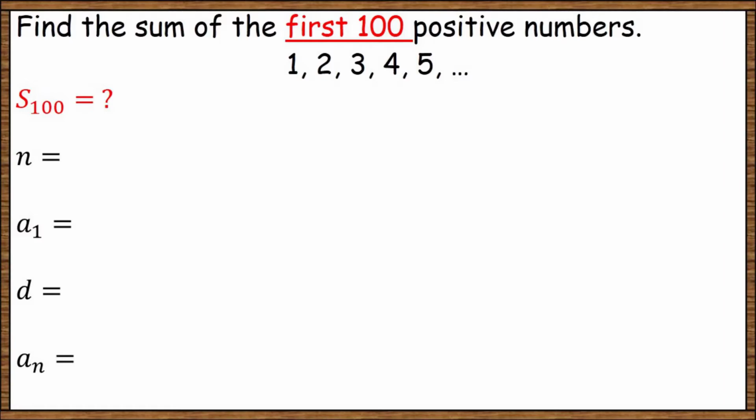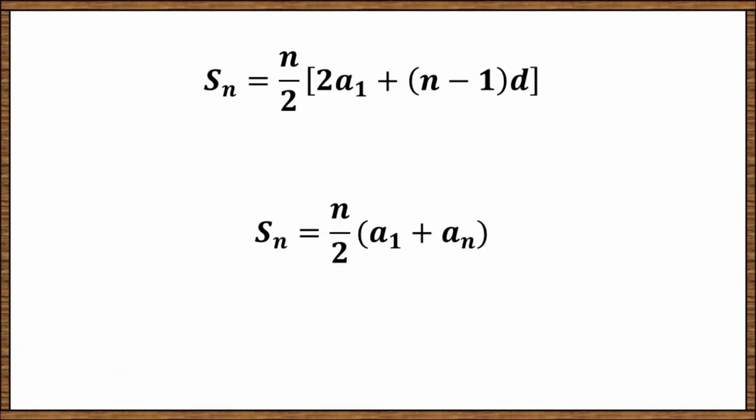Dahil ang hinahanap natin ay ang sum ng unang 100 terms ng positive numbers. Ang n natin ay 100. 1 naman ang ating first term. 1 din ang common difference. Samantalang ang nth term ay 100. Kung mapapansin natin, nagkataon na pwedeng gamitin kahit ano sa dalawang formula natin.